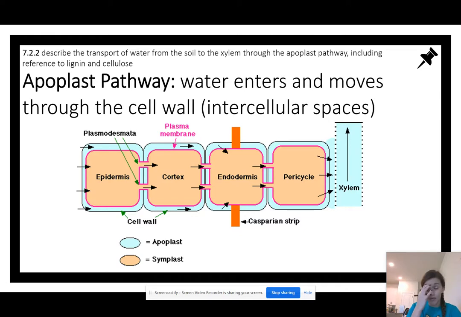So the apoplast pathway, like I said, enters and moves through the cell wall. It does come into the cell wall, and so it's in blue here, but it never breaches the cell membrane. We're going to call that intercellular spaces. So inter and intra, but inter is between. So the space is between the cells and in the cell walls, but never, ever entering the actual cytoplasm of the cells for the apoplast pathway.